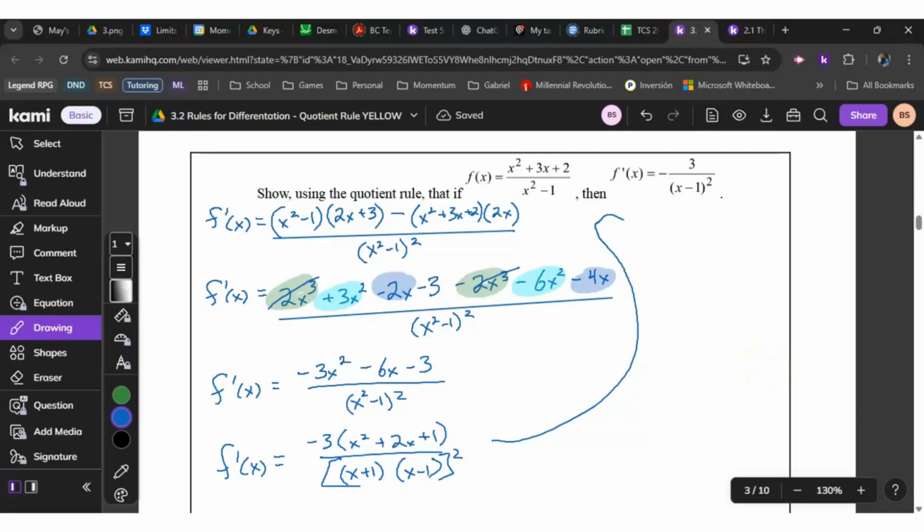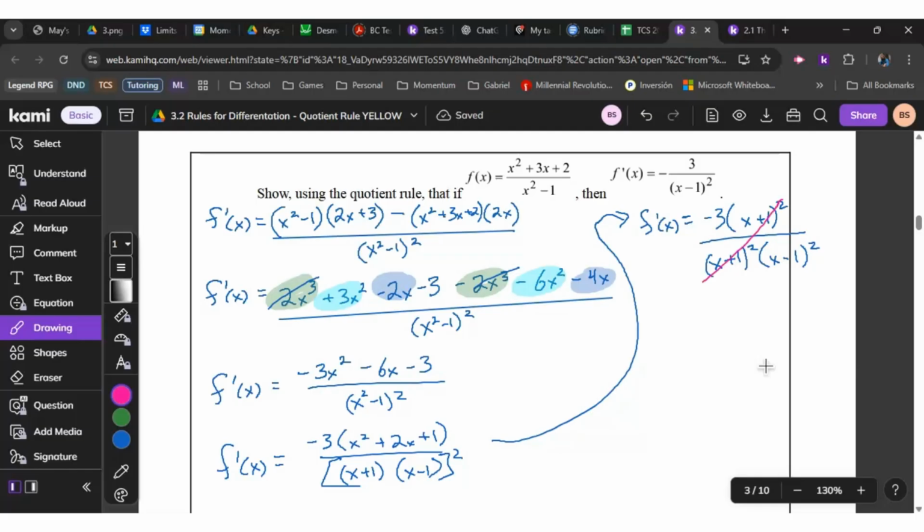Exactly. Now I got to factor the top. Look at this girl go. She's onto it. She knows what's going down. Negative 3, and the top is x plus 1 squared. Isn't that amazing? What's going to happen? Bam!